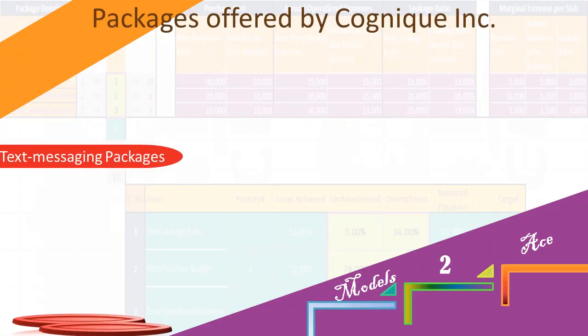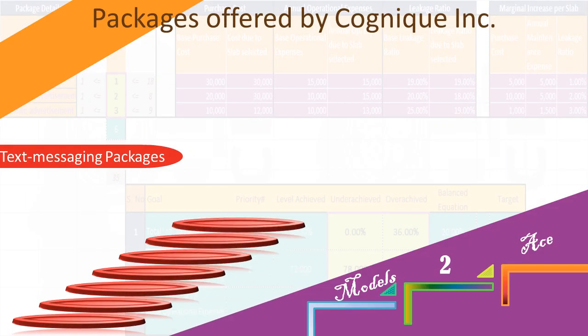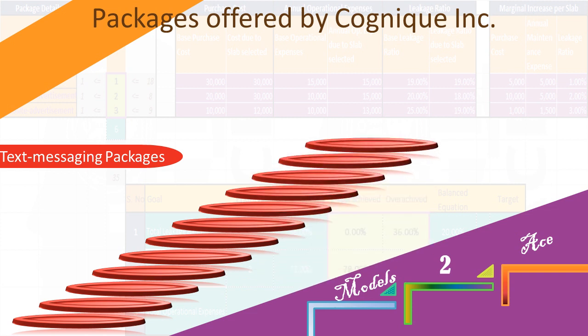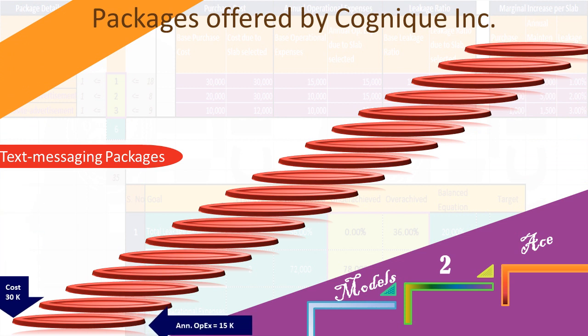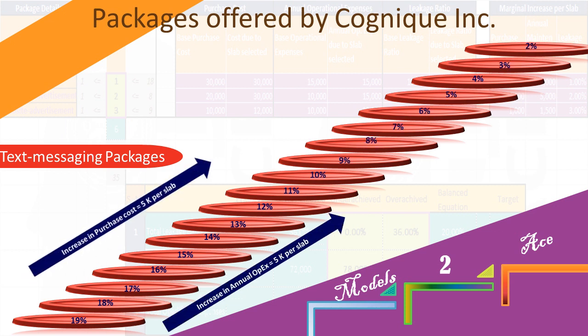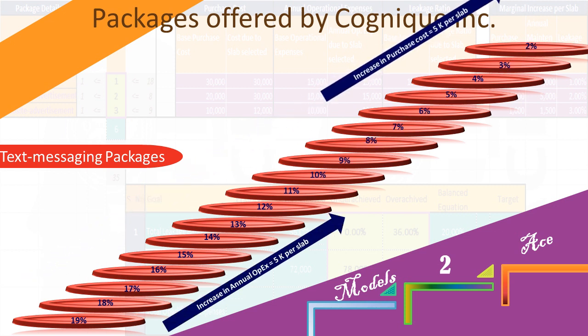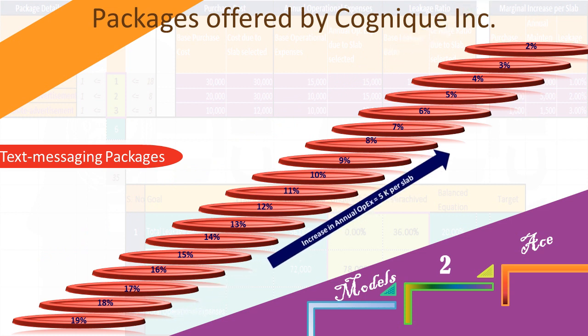Cognic Incorporated offers 18 slabs of the text messaging package that have the required reach for Sunshine. The lowest slab costs €30,000 and has estimated annual operational expenses of €15,000. It has a leakage ratio of approximately 19%. Each higher slab reduces the leakage ratio by 1%, but costs an additional €5,000 over the previous lower slab to be purchased, apart from increasing the operational costs by €5,000 per year.